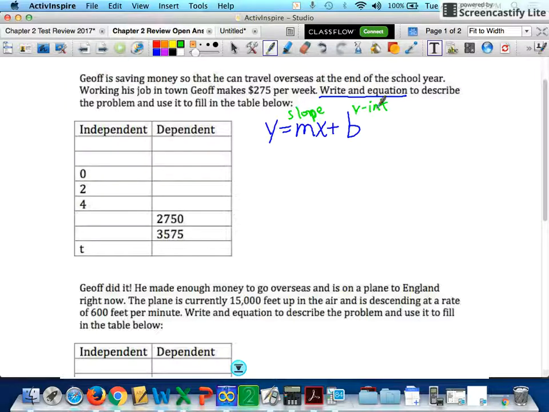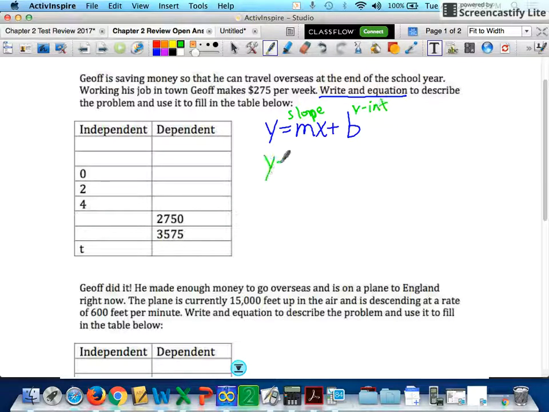And we sit there and we say, okay, then what is this $275? Well, the $275 is per week. Per week. So every single week we're getting that over and over and over. That's what's making our money go up. Therefore, that's our rate of change. That's how fast the amount of money that Jeff has is changing. That's the rate of change in his money.